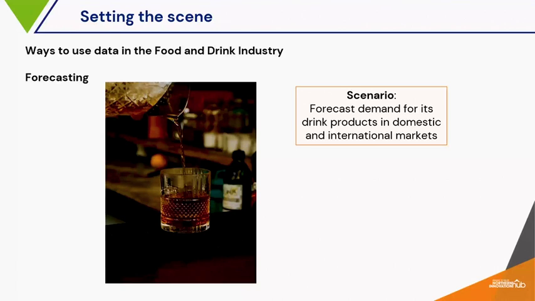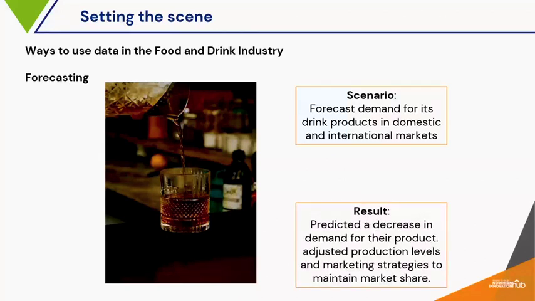So this company wanted to forecast demand for its drinks products in domestic and international markets. This was the result: a decrease in demand for their product. According to this, they adjusted production levels and marketing strategies to maintain market share. So the question was, how would you approach this? How would you come from this scenario to this result?